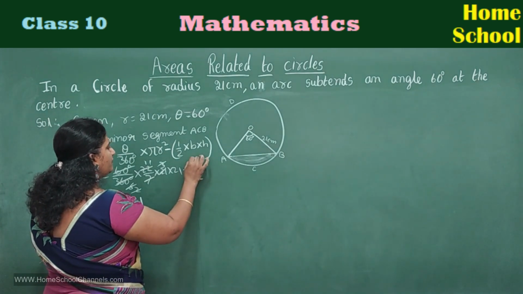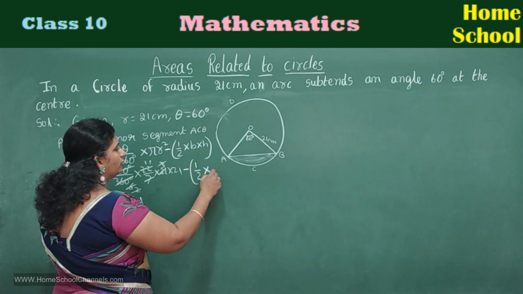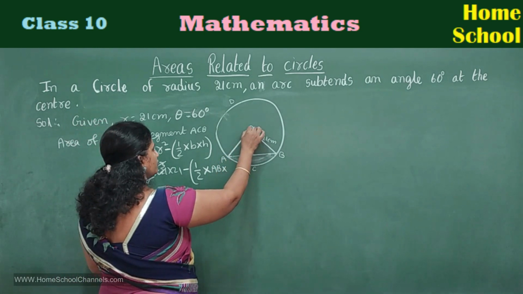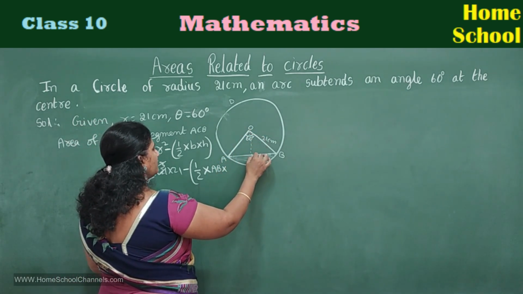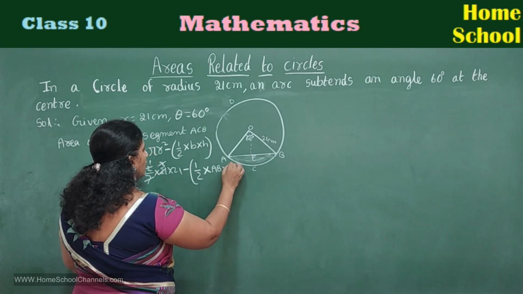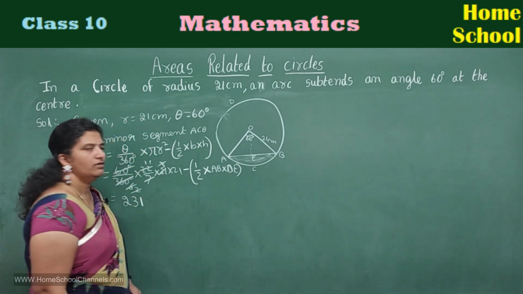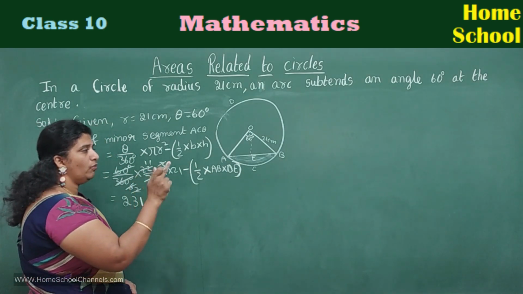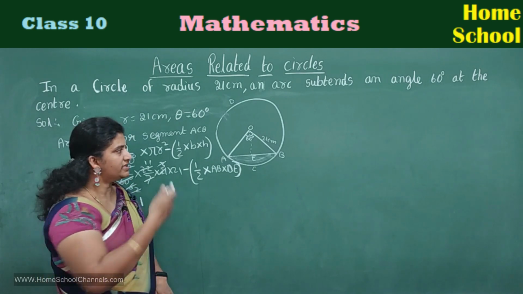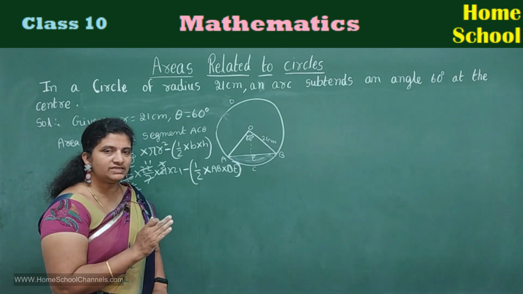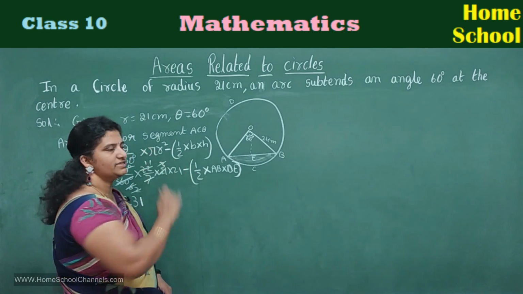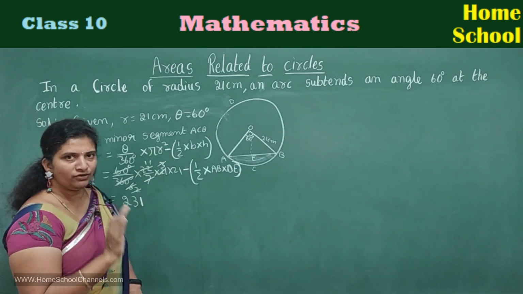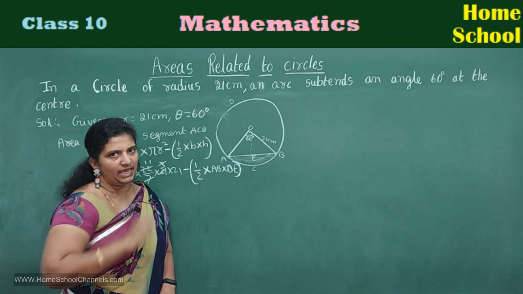Minus half into, please put a bracket here, half into, what is the base of a triangle? AB into height. That means you should draw a perpendicular. Let me draw a perpendicular and mark it E. OE. What is this? Height. Height is how much? OE. Now, do you know what is AB length? Don't know. What is OE length? Don't know. So, first we should find those two and then proceed this problem. Right? Before doing this formula, first try to find what is OE and what is AB.